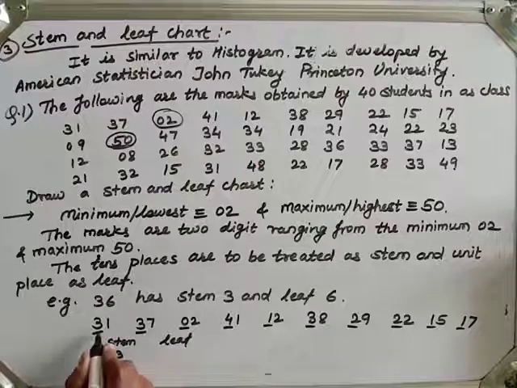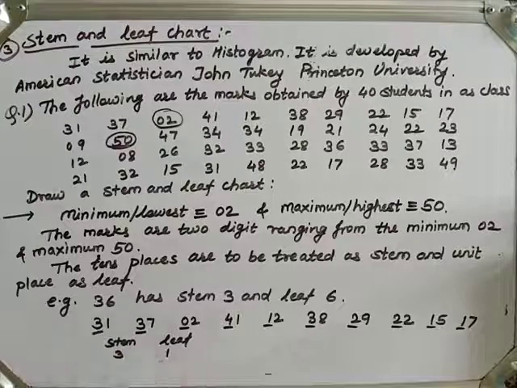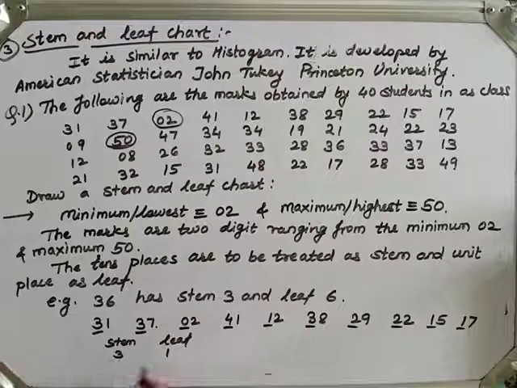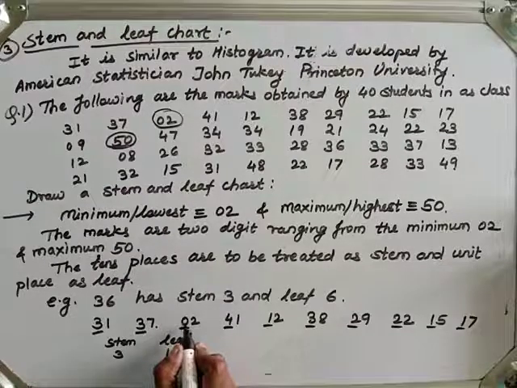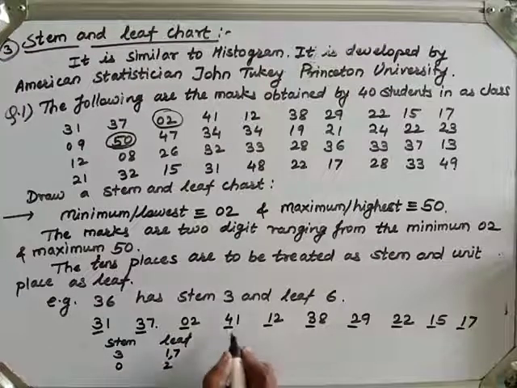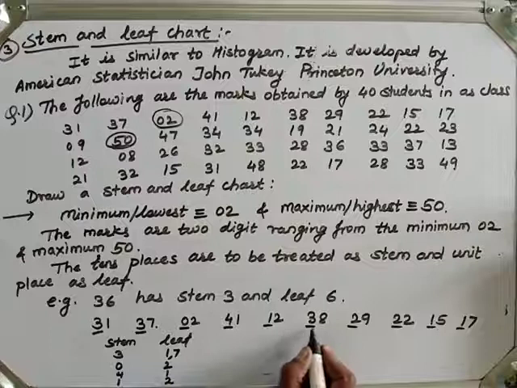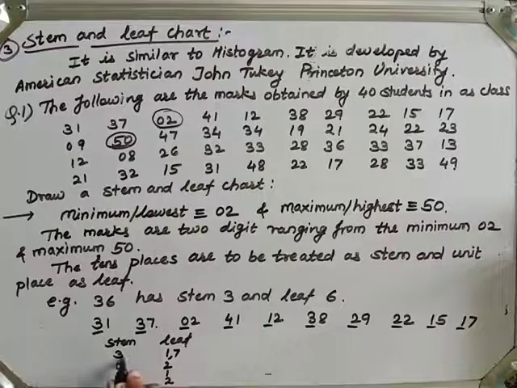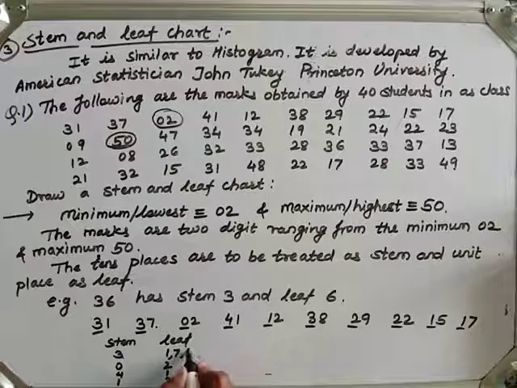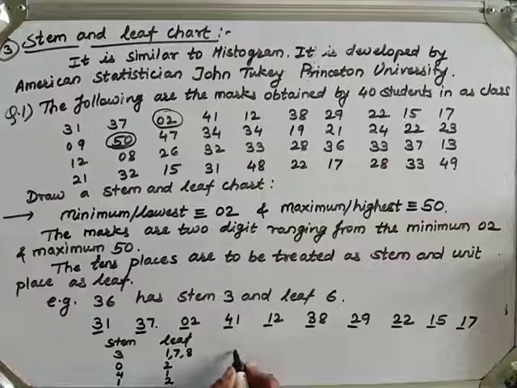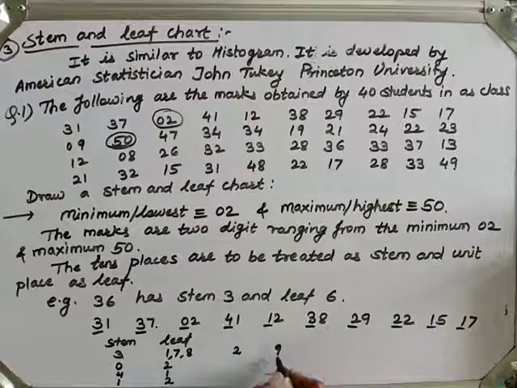Suppose first stem is 3, then its leaf is 1. Now next stem is 3, but leaf is 7. So we won't write 3 again. We will do a comma here and write 7. Now next stem is 0, while the leaf is 2. Now stem is 4, leaf is 1. Now stem is 1, leaf is 2. Then now stem is 3. So 3 is already written in the stem, so do a comma and write down the leaf. It is 8. Now next stem is 2, while the leaf is 9.